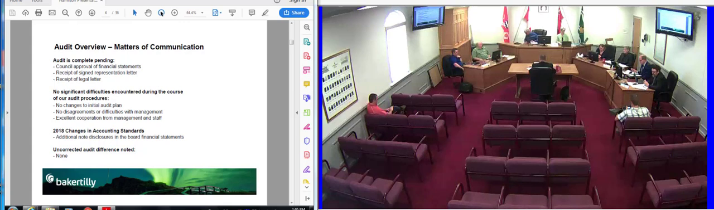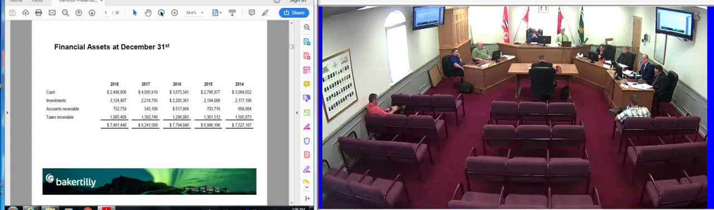For 2018, there were a few new accounting standards brought in by PSAB this year, and they are noted in the detailed financial statements, but they did not create any changes for the main set of statements. They did for the board statements. There was just some additional disclosure there. And the schedule of unadjusted differences, there were no items on that, so you have a clean schedule there. So everything that we found or differences that we did find were adjusted by your staff. That is a summary of kind of the audit process.